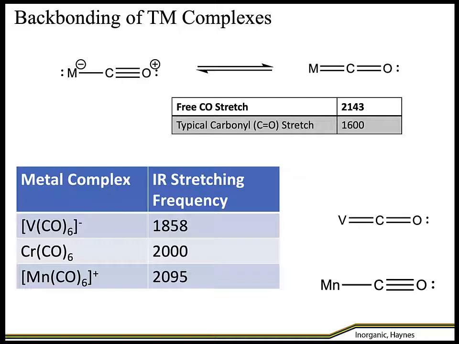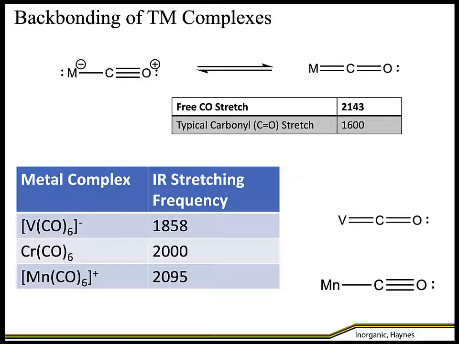So we can tie this directly to what we could call the electron density of the metal. The greater amount of electron density on our metal, the greater amount of backbonding that can occur. So we see that the vanadium complex has a negative charge, so we would assume that that means that there is a greater amount of electron density on our metal itself that could be shared with the carbonyl.